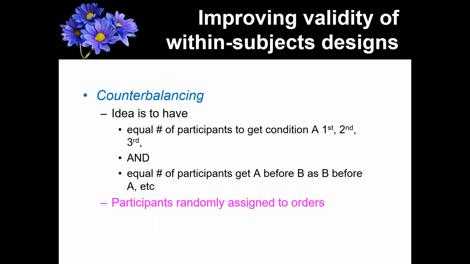So the idea behind counterbalancing is that you're going to have an equal number of participants get condition A, for whatever condition A is. Some people get it first, some people get it second, some people get it third. An equal number of participants will get A before B and B before A, so on and so forth. And generally you're going to randomly assign people to the order that they get.